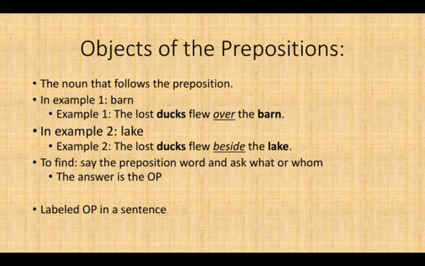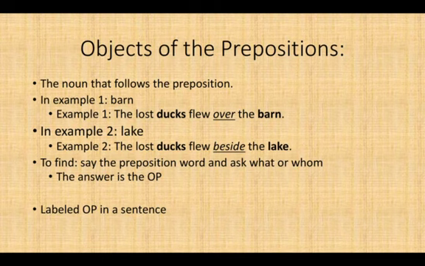Always following the preposition is going to be a noun, and that's going to be our object of the preposition. For example, in the lost ducks flew over the barn, following over, we have barn. Barn is our object of the preposition, and over is our preposition. In example 2, we have the lost ducks flew beside the lake. Beside is our preposition, and lake is the object of the preposition. It's a noun that follows our preposition.